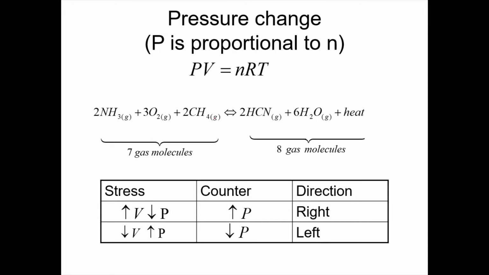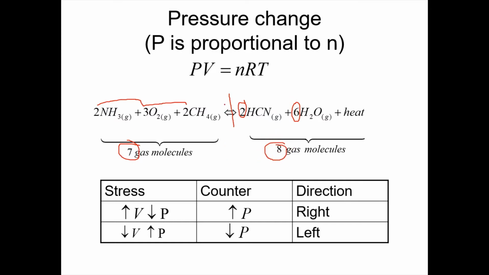In this chemical reaction, the reactant side of the equation has 7 gas molecules to it. 2 plus 3 plus 2. Add these numbers up, and you get 7 gas molecules. That's per mole of reaction, right? 7 moles of gas per mole of reaction. Or if you want to go with molecules, you can. And the products side has 8 gas molecules. There's 2 HCNs, and there's 6 H2Os for a total of 8 gas molecules.